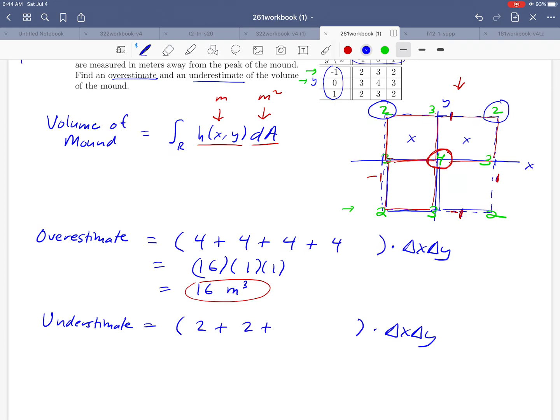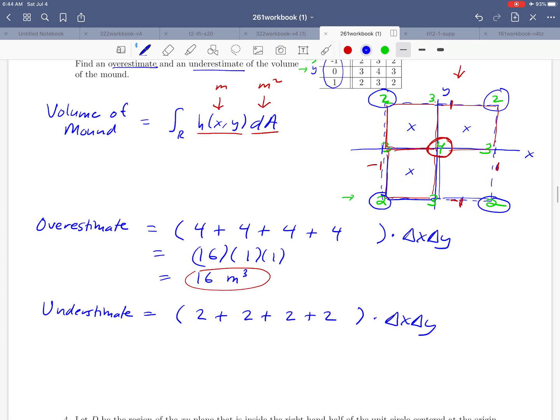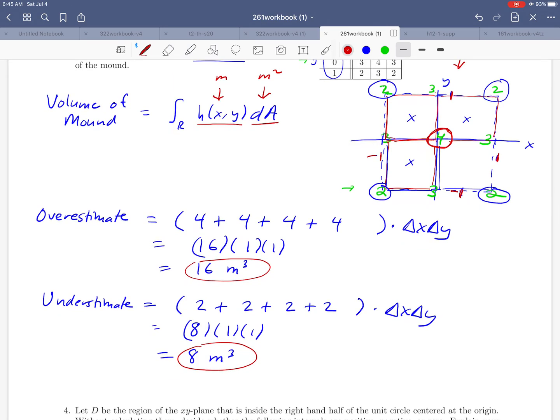You notice the same sort of thing that we noticed for the maximum. We keep getting the same value over and over again. The minimum value is 2 for every one of those squares. So this time we add up our heights: 2 plus 2 plus 2 plus 2 is 8 times 1, and we're going to wind up with 8 meters cubed. There's our underestimate of the volume of this mound. So we've answered the question, and what we can say, in summary, is that the volume of this mound is somewhere between 8 and 16 cubic meters.